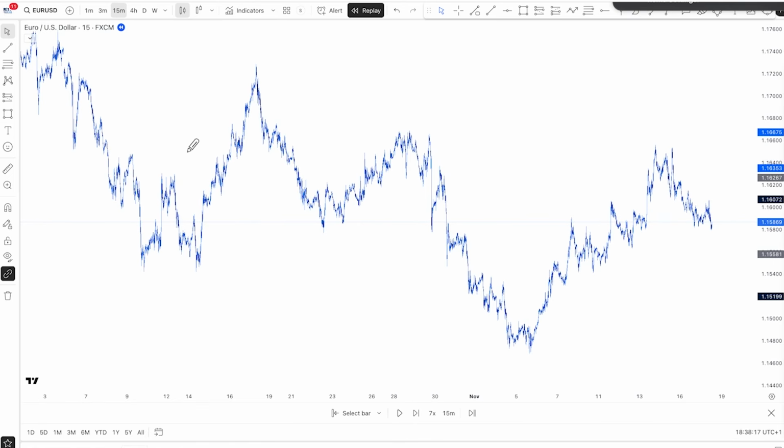So as you can clearly see, this is a downward trend, right? Also, we can see that price is in a corrective phase, and then it seems like the bearish trend has resumed, but we are not certain, and this is where our market structure comes in.